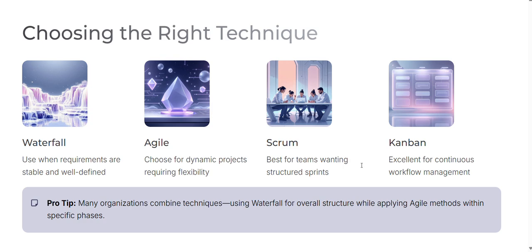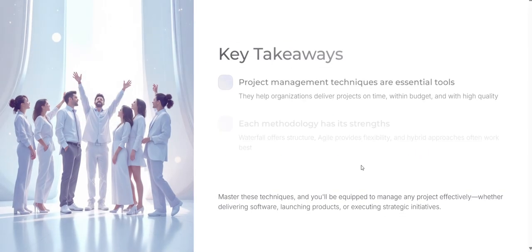Now the main tip. Many organizations combine techniques, using Waterfall for overall structure while applying Agile methods within specific phases. Like you have to go with this structure step by step, but you need some flexibility. So many people just combine the two methods, Waterfall plus Agile, so it will benefit the overall project.